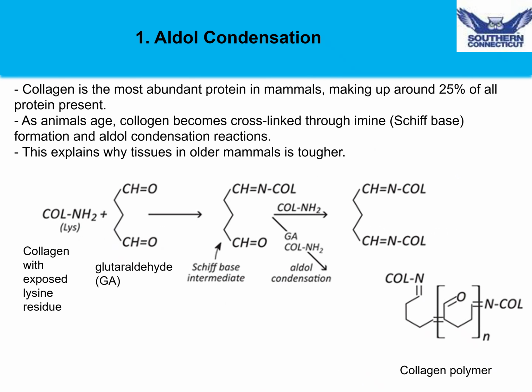Collagen is the most abundant protein in mammals. It makes up around 25% of all the proteins present. As animals age, collagen becomes cross-linked through imine Schiff bases or through aldol condensation reactions. Here we can see a simplified version of these types of reactions.